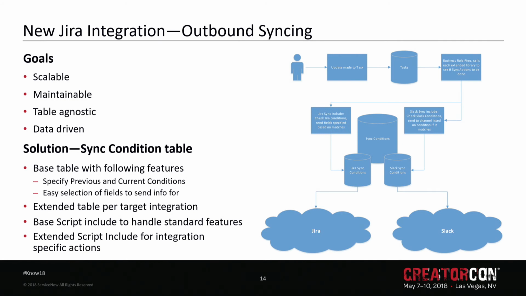So what I did is I created a table called sync conditions. I started out with that being very generic. It's a simple table that has previous and current condition builder. You can assign a table. And then I extended that one for JIRA, and pretty soon after we built JIRA, we needed to integrate with Slack, so I extended that again for Slack, and we'll talk a little bit about that later as well. Each of those table extensions also has a script include, and each of those extends from the base script include that houses all of the common functionality.